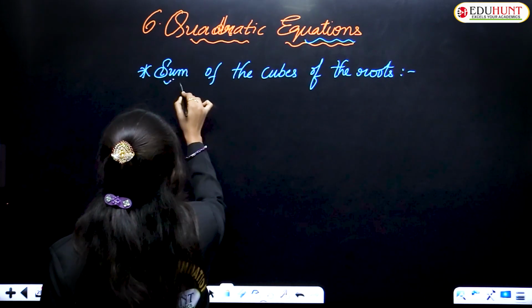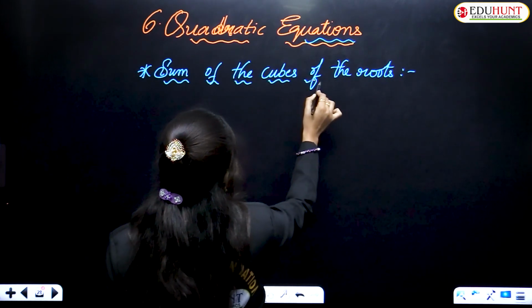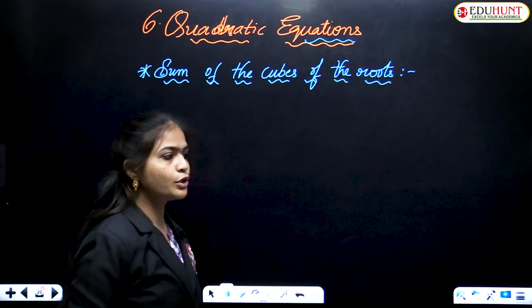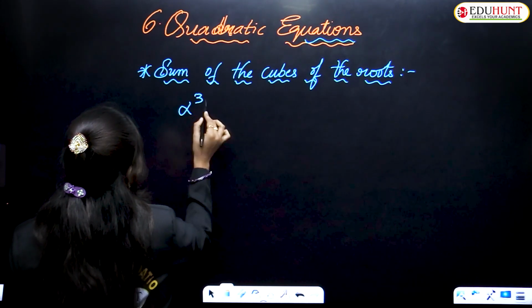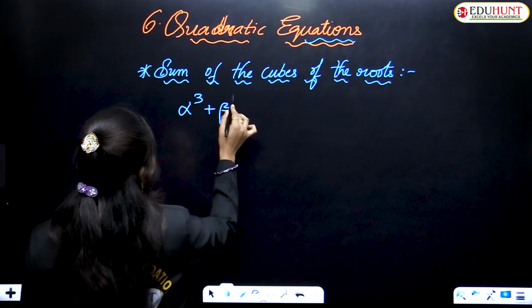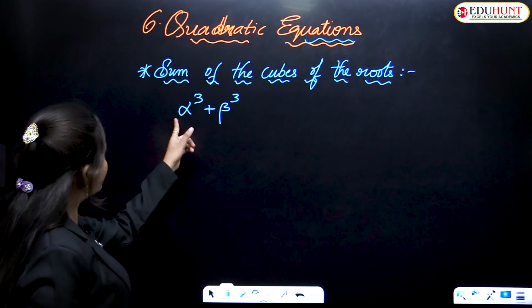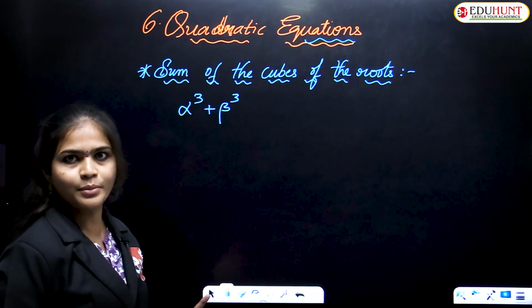Sum of the cubes of the roots. Okay, so sum of the cubes of the roots means here alpha cube plus beta cube. Cubes of the roots and its sum. Am I clear to you?